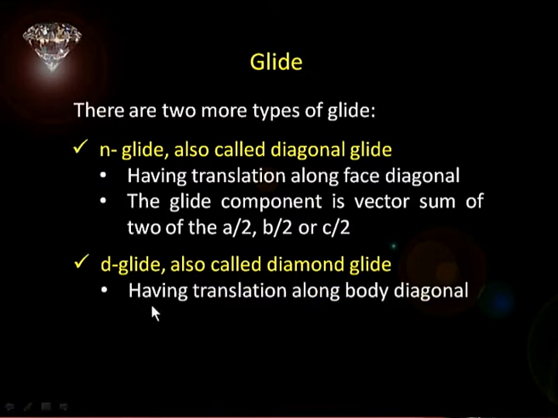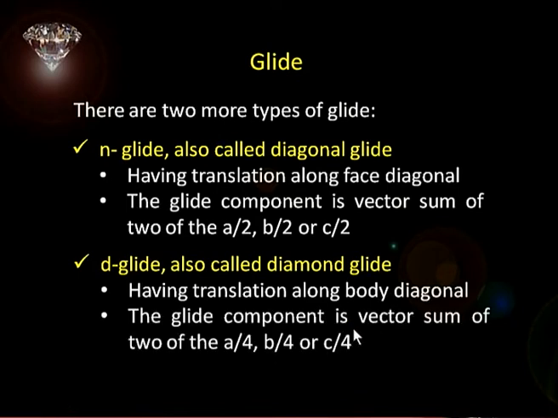That means, we have translation along the body diagonal. This was along the face diagonal, it is along the body diagonal, but in this case the translation component happens to be the vector sum of any 2 of these distances, a by 4, b by 4 and c by 4, these 2 or these 2 or these 2, there are 3 possibilities in that case.